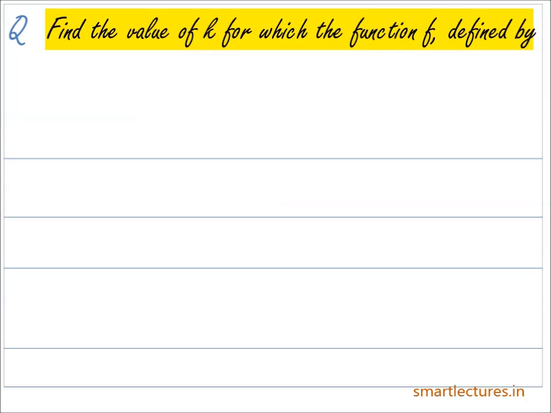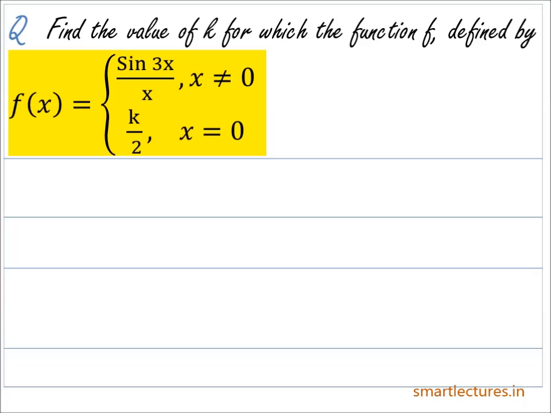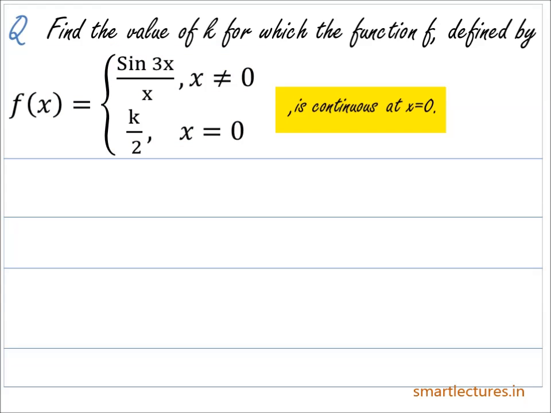Now let's solve one more question. Find the value of k for which the function f defined by f of x is equal to sin 3x upon x, where x is not equal to 0, and f of x is equal to half k, where x is equal to 0, is continuous at x equal to 0.